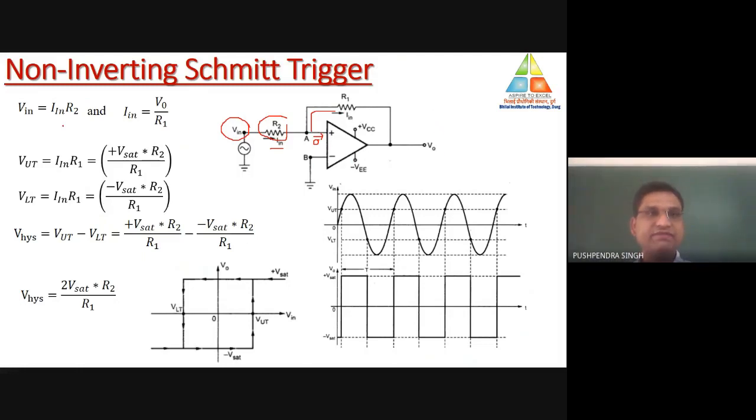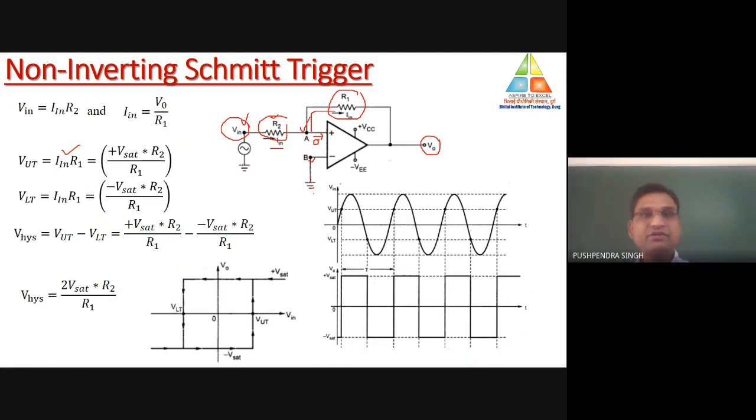So from here, what is the value of VUT? VUT will be equal to In into R1. Why? Because whatever the voltage drop across this feedback resistance, the same voltage will be generated at the output. So what is In? In is equal to Vin minus Va divided by R2. But what is Va? Due to virtual ground, Va is equal to Vb, and Vb is connected to ground. That means Va is also equal to 0.